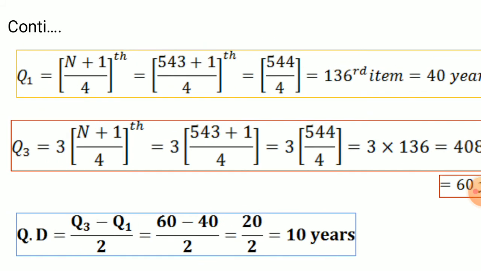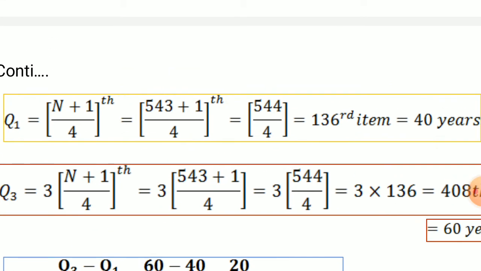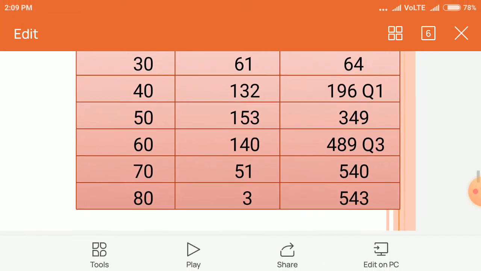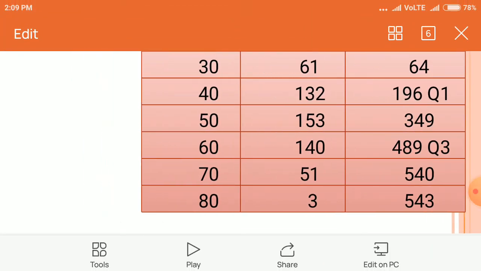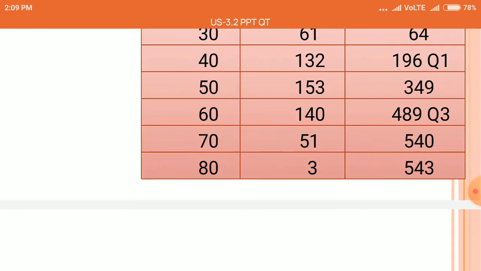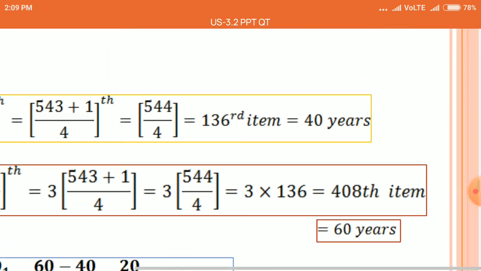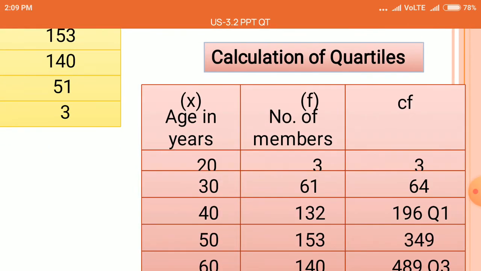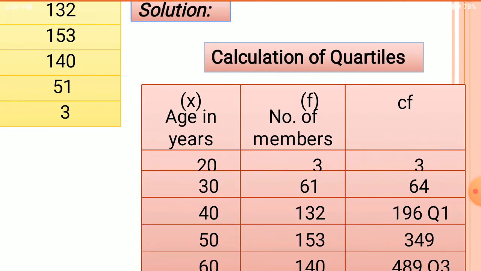So calculated value 136, and then we should find out where it falls in the CF column. We have to see where 136 falls in the CF column. So 136 falls in 196 CF.